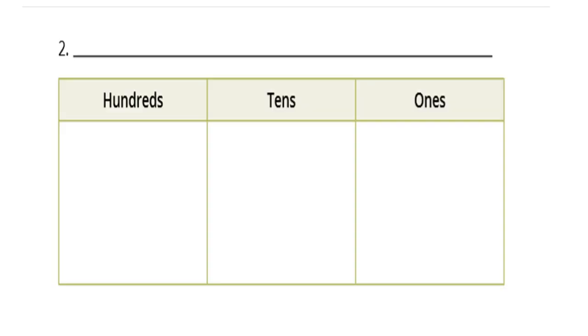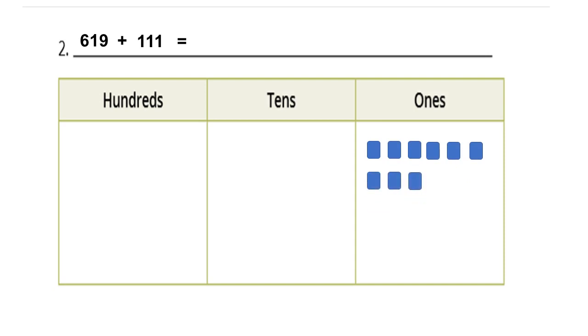Question number 2. 619 plus 111. Let's represent 619. Start with the ones. Tell me, what is the number? Write it here in the ones. Yes, 9. Let's represent 9. 1, 2, 3, 4, 5, 6, 7, 8, and 9.